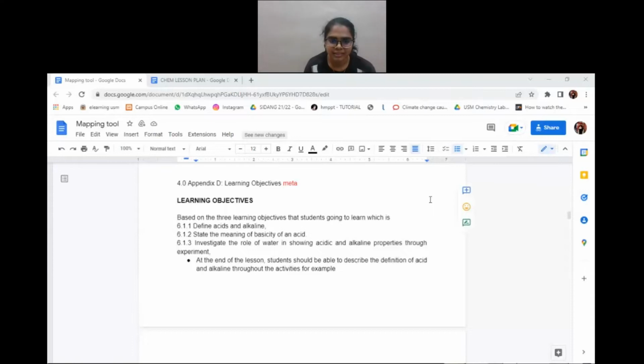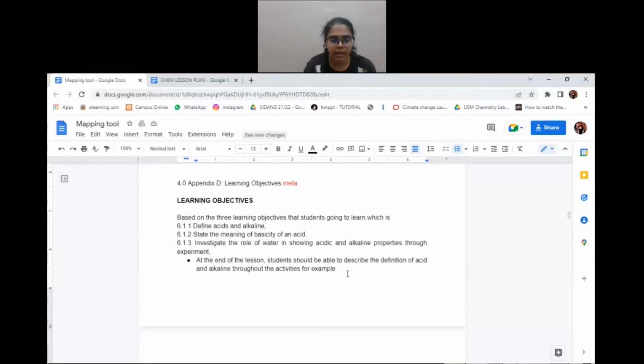For Appendix D, we will start with our learning objective. The learning objective is based on three objectives that students will learn, which are 6.1, define acid and alkaline, 6.2, state the meaning of basicity of an acid, and 6.3, investigate the role of water in showing acid and alkaline properties through experiment.